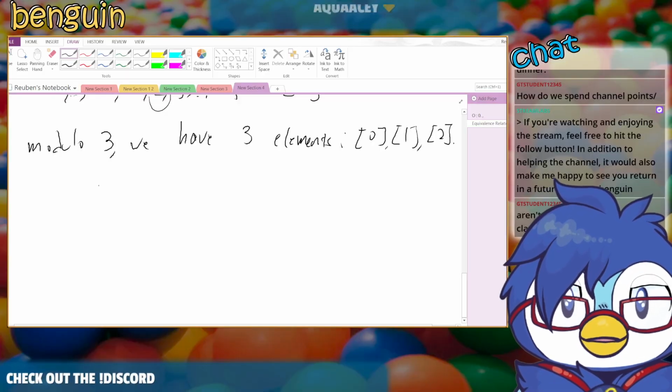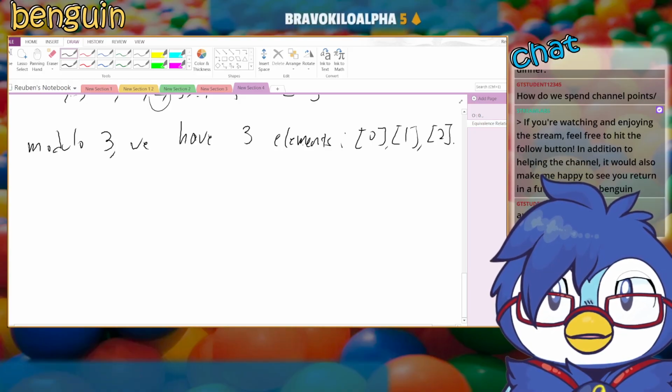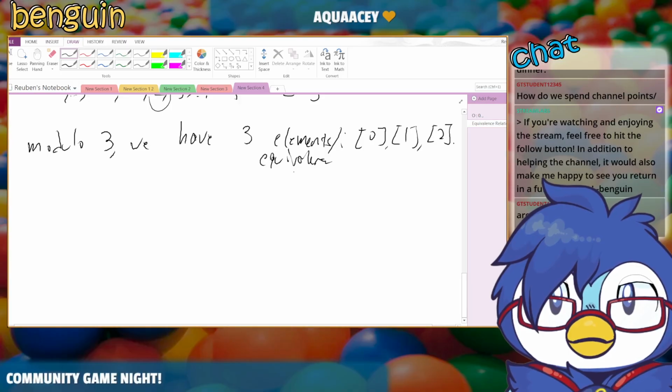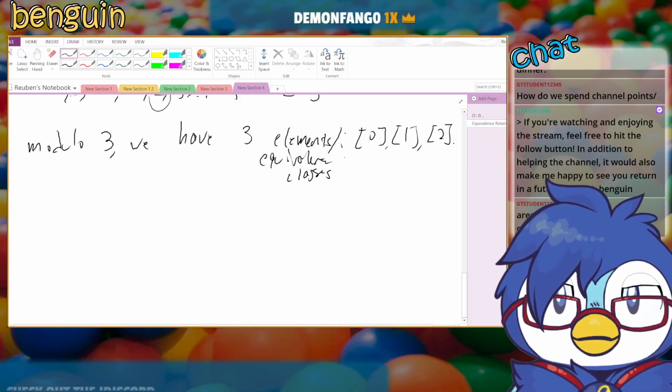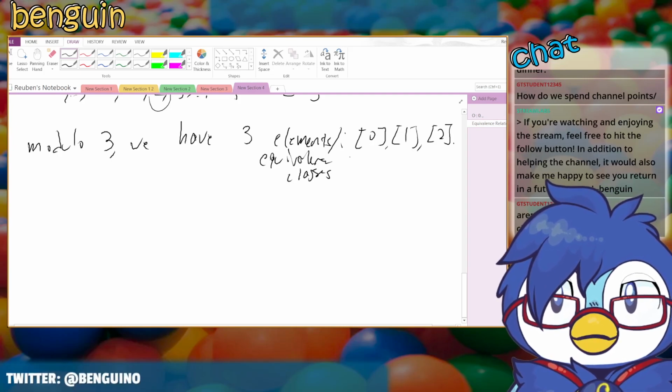Yeah, so these are the equivalence classes, essentially, yes. You can also think of them as mathematical objects that you can work with directly as well, right?